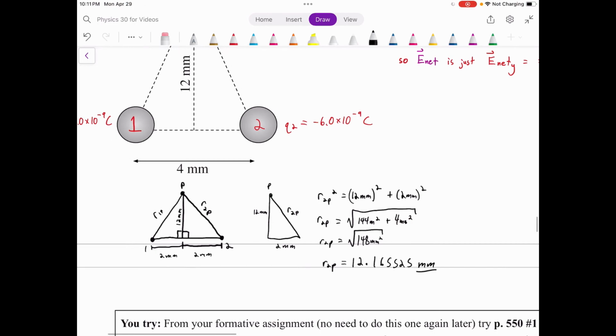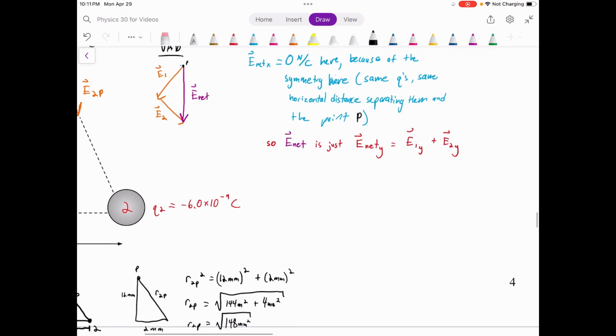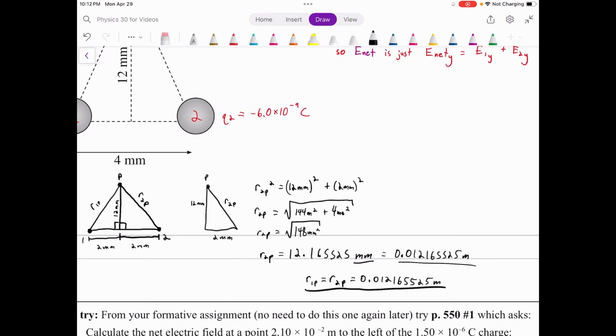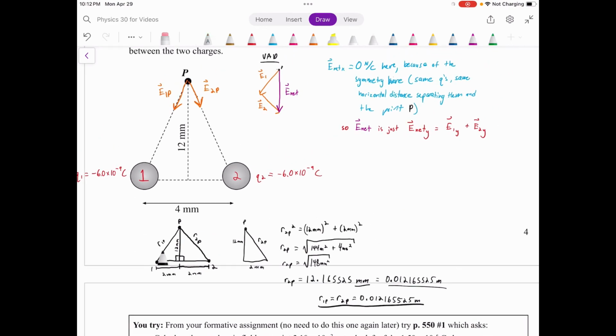Now we've got to be careful. Do we like millimeters? No, right? And we know it won't work. Our Coulomb's constant, K, is set up to work with newton meters squared per coulomb squared, not newton millimeters. So we're going to have to convert that to meters, right? From the back of your formula sheet, millimeter means times 10 to the negative 3 meters, or divide by 1,000. So 0.012165525 meters. And there we go. And like we said, because of the way the question was set up for us, this is the same distance. So now we have the distance between charge 1 and our location P that we're interested in the electric field at, and charge 2 and that location.